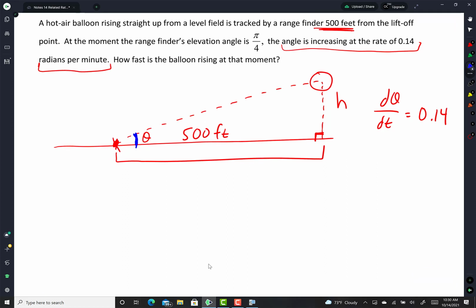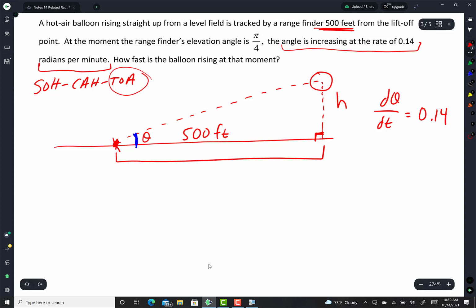Okay, here we go. I need a relationship between H and theta at 500. Let me give you guys a hint. SOHCAHTOA. You guys remember that? So with respect to theta, which one uses 500 and which one uses H? Tan. So that's the one I'm going to lean on.